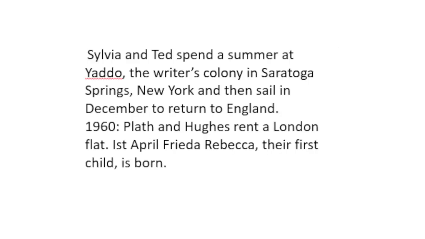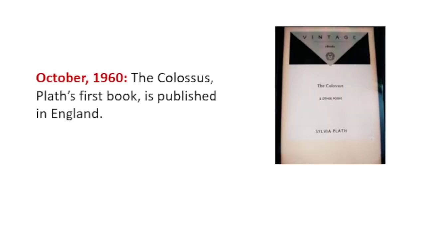Sylvia and Ted spend the summer at Yaddo, the writers' colony in Saratoga Springs, New York, and then sail in December to return to England. 1960, Plath and Hughes rent a London flat. 1st April, Frieda Rebecca, their first child, is born. October 1960, The Colossus, Plath's first book, is published in England.